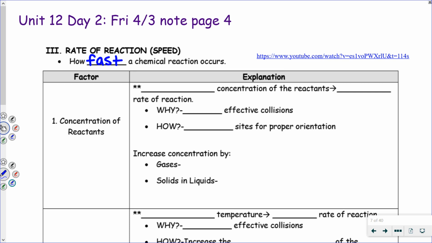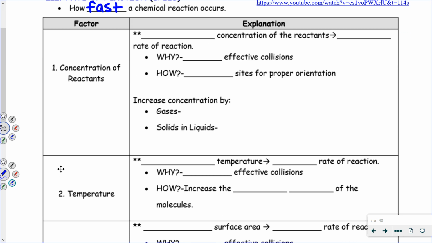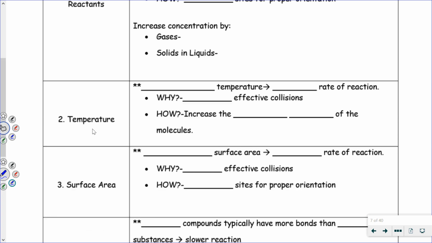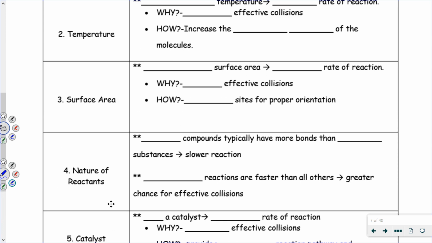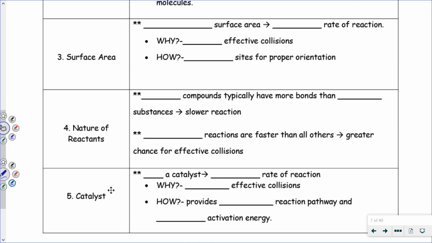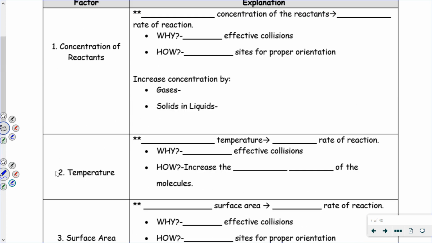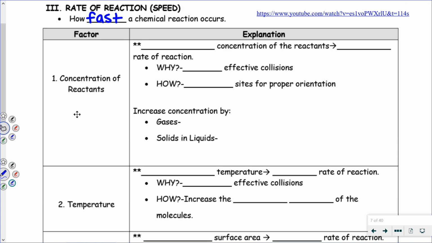We're going to talk about concentration of reactants. We're going to talk about temperature. We'll talk about how surface area affects the rate of a reaction, the nature of the reactants, if they are ionic or molecular compounds, and then what a catalyst does. And I will write the analogies from the TED Ed video under each of the factors so you know what they go with.